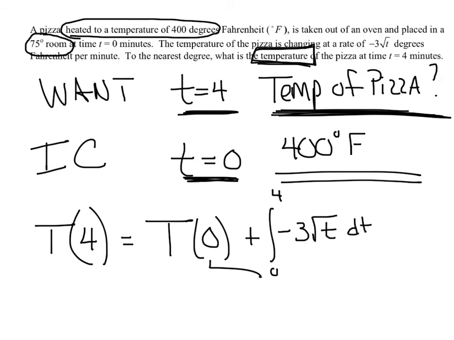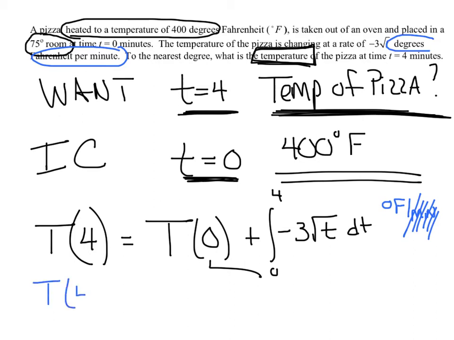Now, let's talk about what else gives this away. Notice the units on this: I have degrees Fahrenheit per minute. When I integrate, I'm doing the antiderivative, so I am going to lose the per minute, and I'm just going to get Fahrenheit.